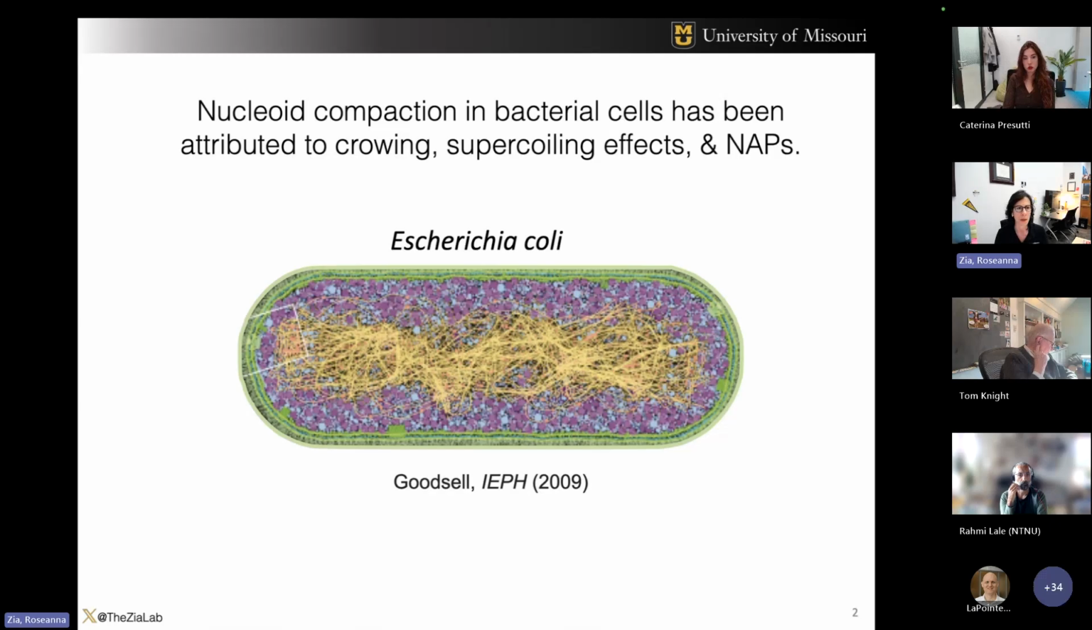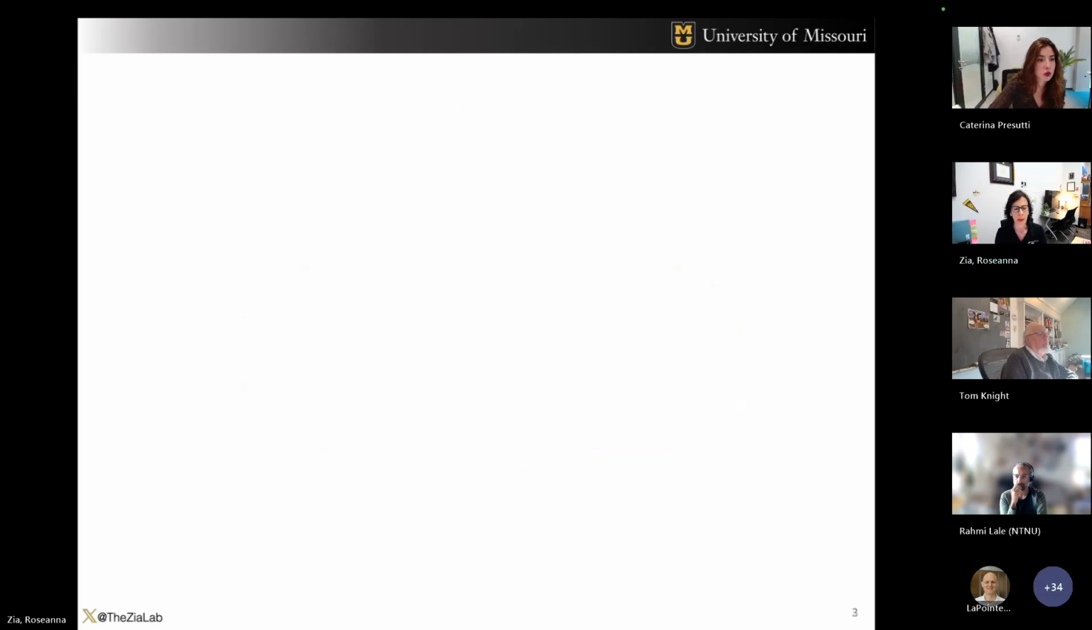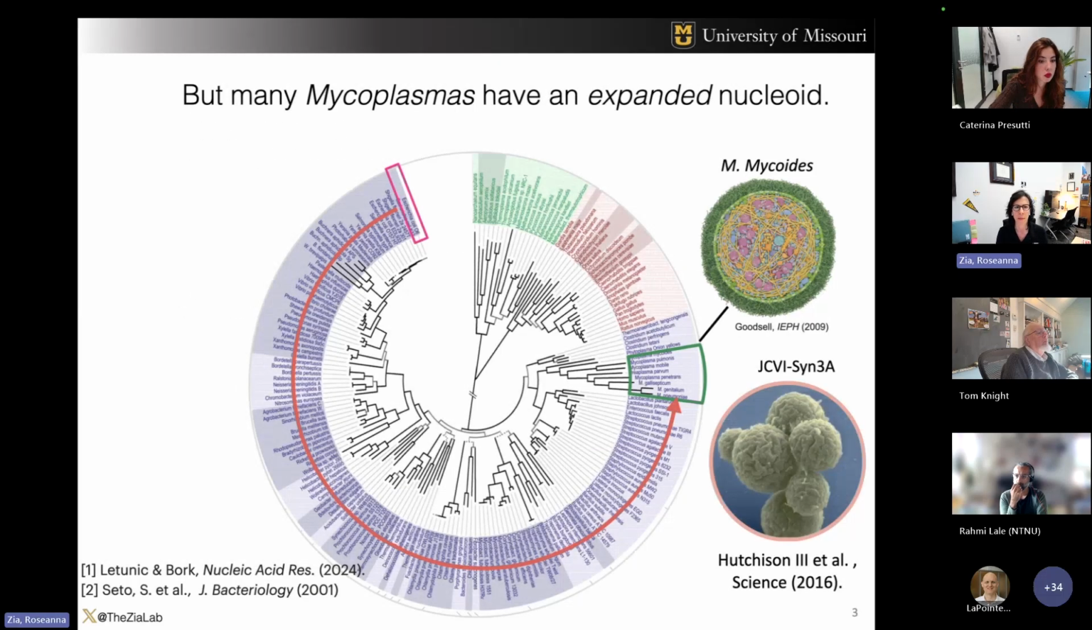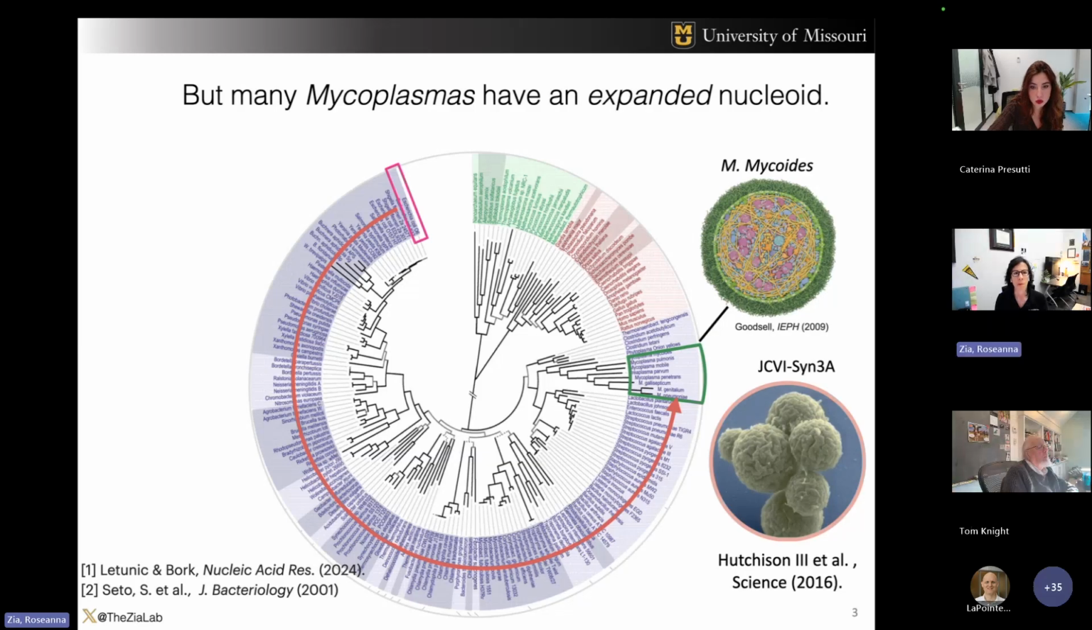And in most bacteria, including E. coli, these mechanisms condense the nucleoid to a smaller volume within the cell, centralized, excluding most of the ribosomes to the surrounding cytoplasm. In contrast, the nucleoid in 75 to 80% of mycoplasmas in which nucleoid localization has been studied, or at least reported, including the mycoplasma-derived Syn3A, these nucleoids span the entire cell with ribosomes distributed throughout.